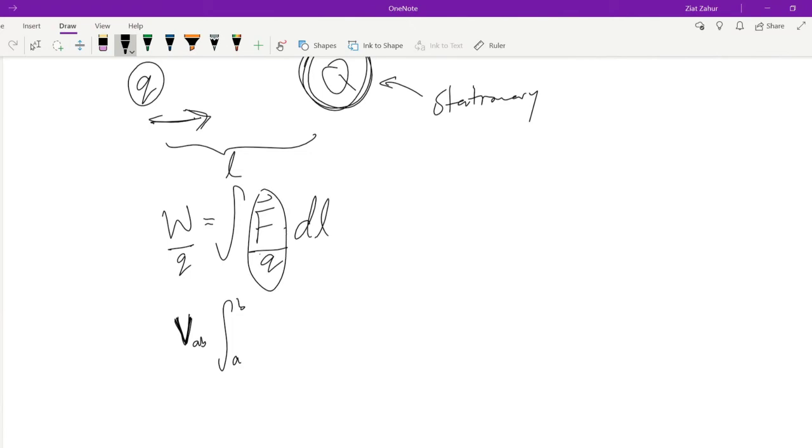Chat, what is force divided by charge? Isn't the right side B? You mean the left side? Oh, I forgot the equal sign. The left side is B. E, very good, AP1 student. It is E, the electric field, dot dl.